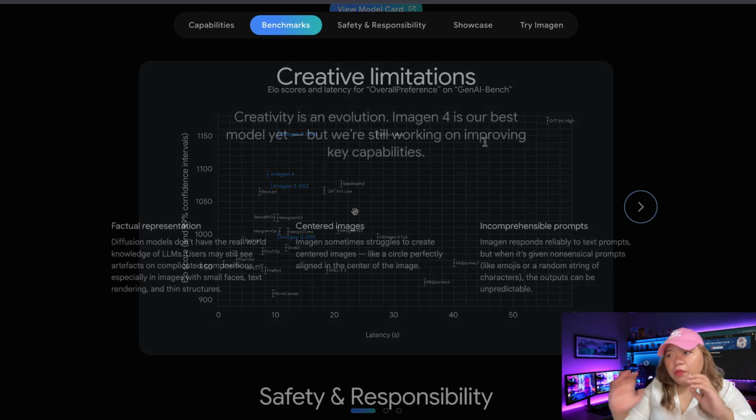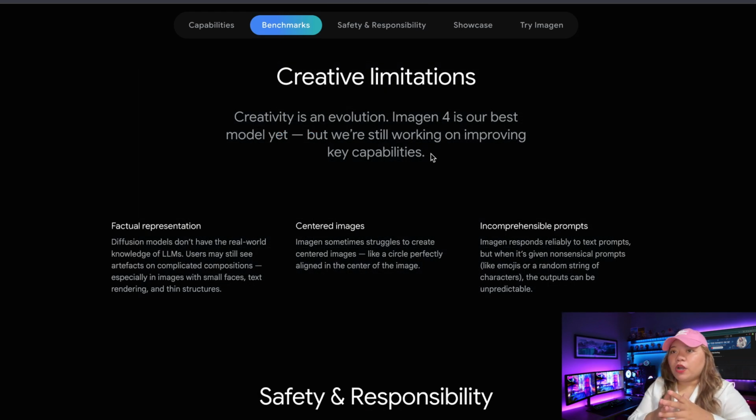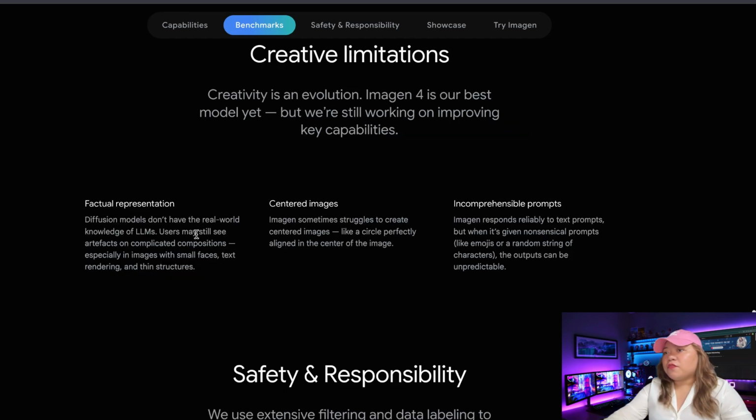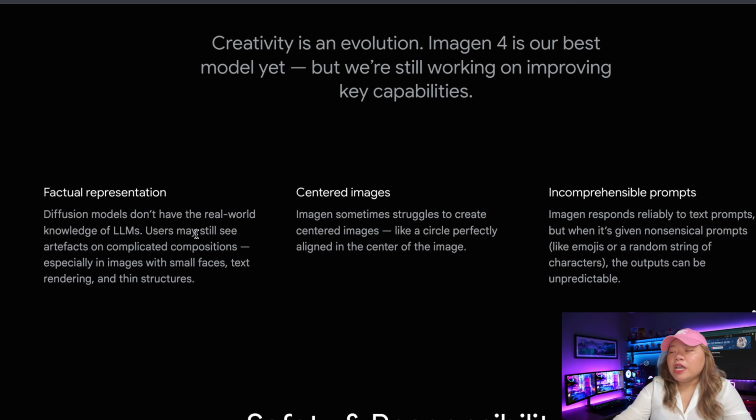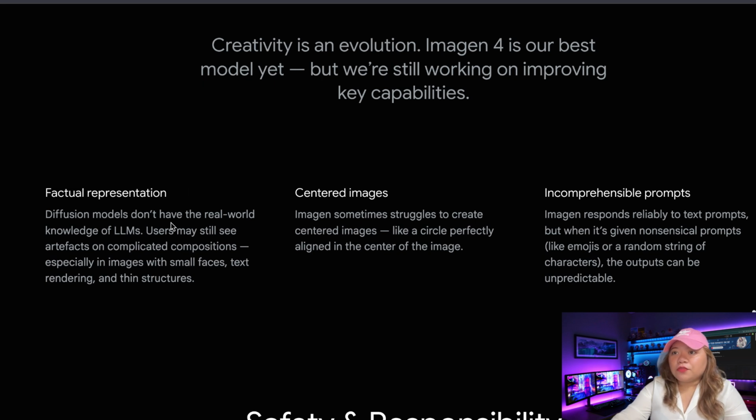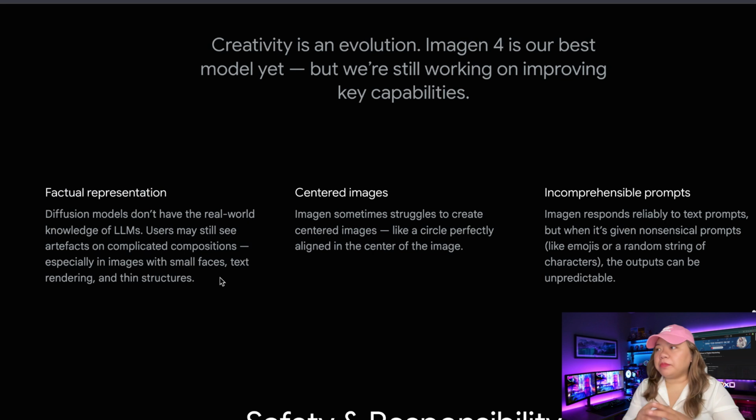most of these AIs. But as always, the AI is still not perfect, therefore this model also has its limitations. For example, it has limitations in factual representation, since users could still observe artifacts in complex compositions, especially in images with small faces, text rendering, and slightly thin structures. Also, sometimes Imagen 4 will have difficulties in creating certain images, such as a perfectly aligned circle in the center of the image. Imagen 4 now also responds very reliably to text instructions, but when it receives meaningless instructions, such as emojis or a random string of characters, the results can be unpredictable.